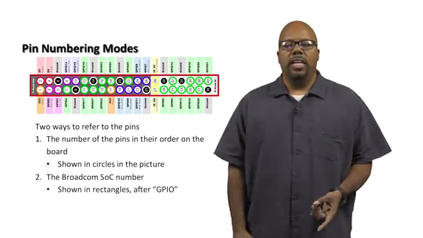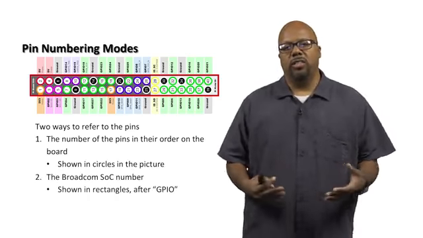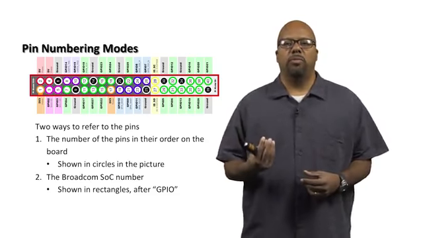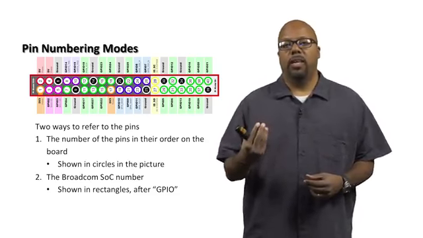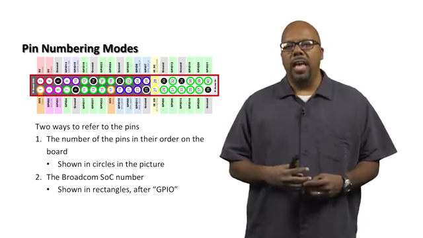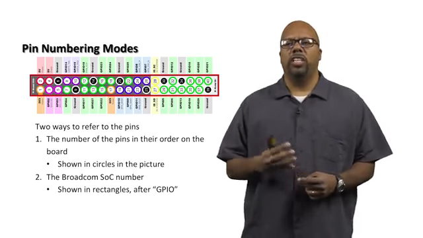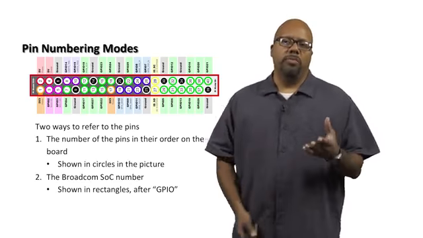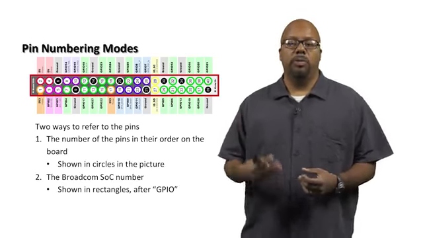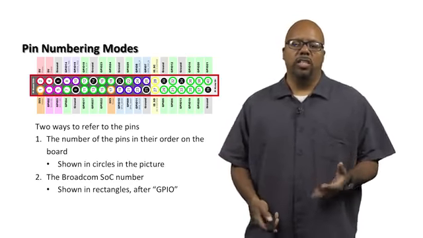The other way is to use the Broadcom SoC number, SoC standing for System on Chip. That's from the perspective of the chip, the microcontroller, what the numbers are from that point of view. Those are shown in the rectangles after GPIO. So for instance, a pin that says GPIO 3 is number 3, GPIO 5 is number 5, and so on. That's a different numbering. You have to select which of those two modes you want to use, or else you can't refer to the pins.